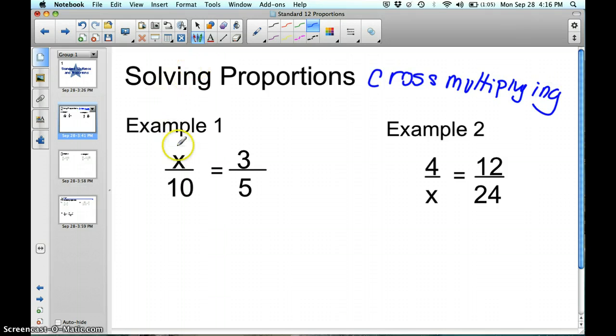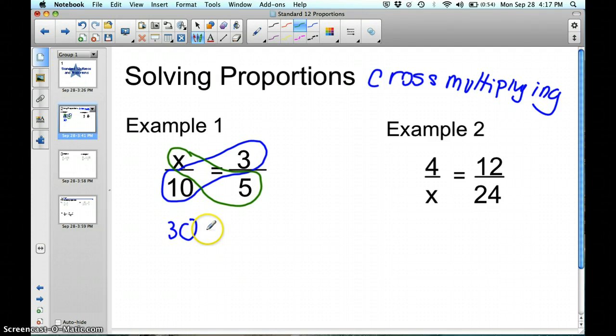I'm going to look at my first example. In order to solve this example, I'm going to cross multiply. So that means I'm going to multiply 10 times 3 to give me 30. And then I'm also going to multiply my x times my 5. So x times 5 we normally just write as 5x.